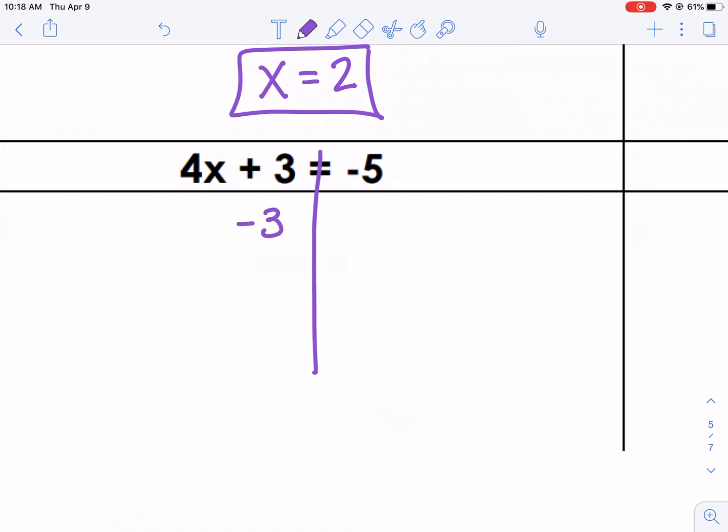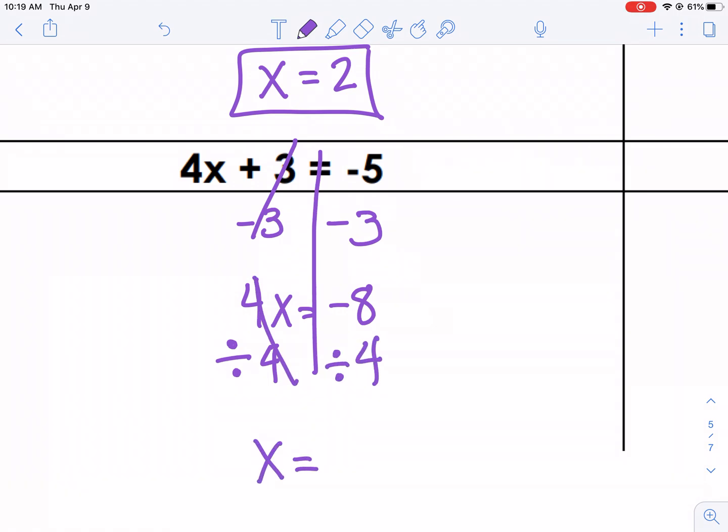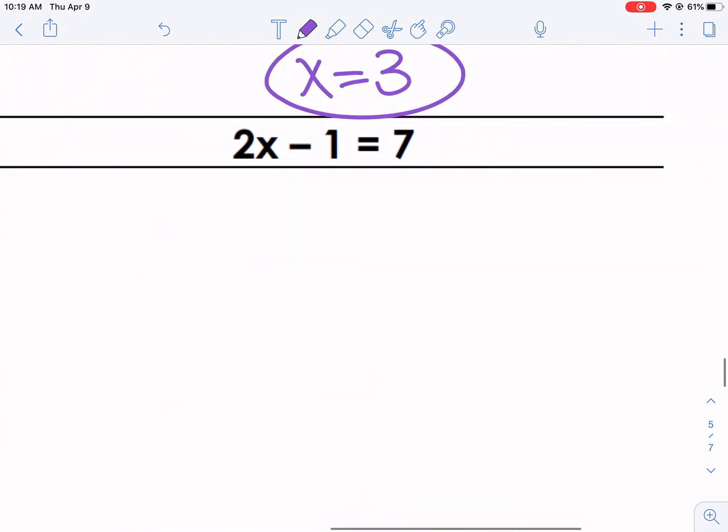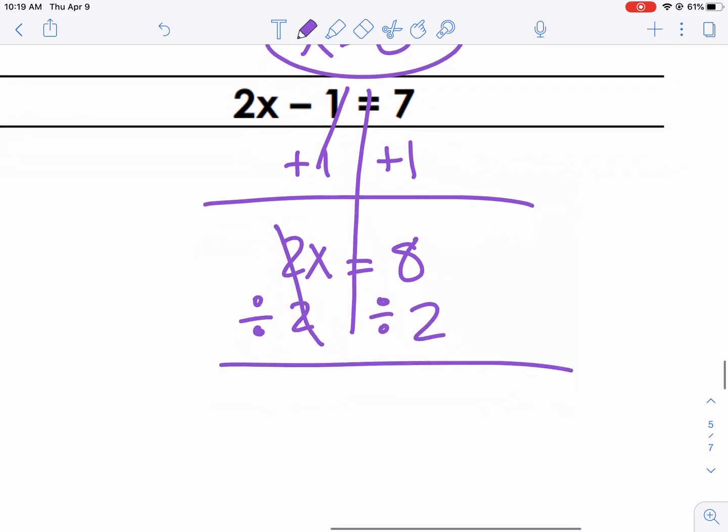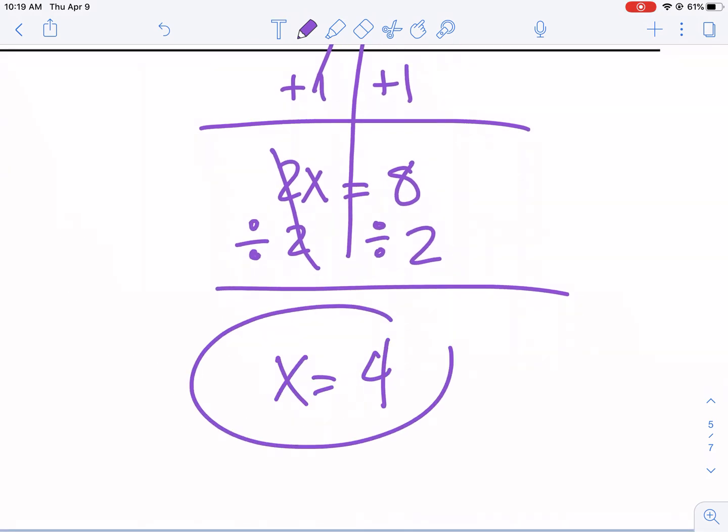All right, so we minus 3. 4x equals negative 5 minus 3 is negative 8. Divide by 4. X equals negative 2. All right. Last example like this one, add the 1. 2x equals 8. And remember, we used to draw lines in between our steps, so you can do that too. So x equals 4. Okay?